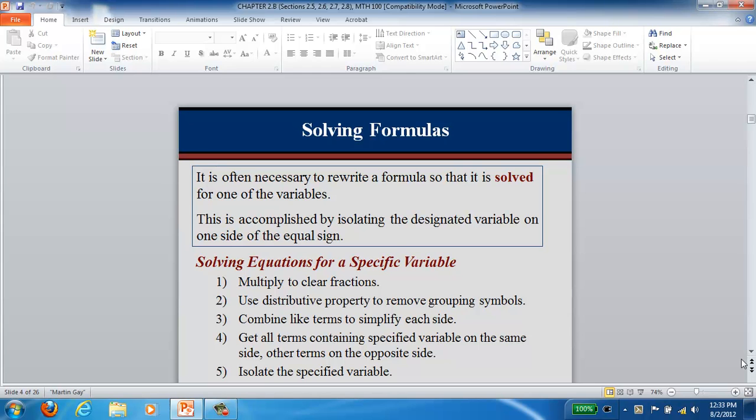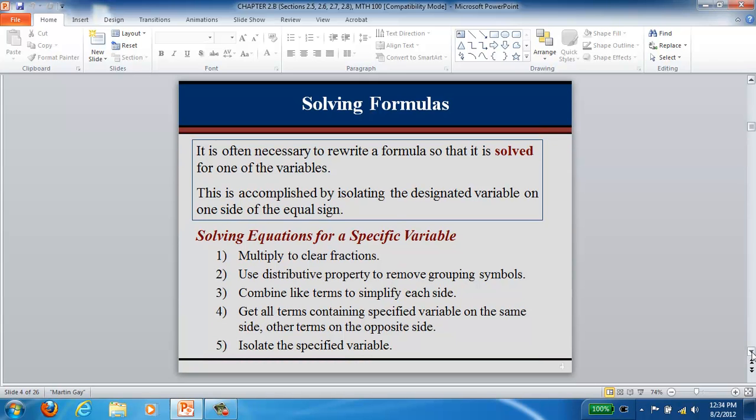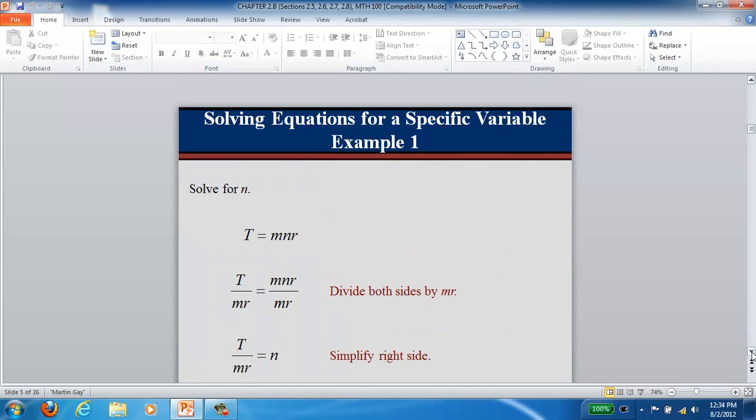Solving equations using these formulas. These are your 5 different steps. An example of solving for n: when you have the equation t equals mnr. Solving for n, you want to isolate the n to one side of the equation, which means you divide both sides by the m times r, giving an equation of n equals t divided by mr.